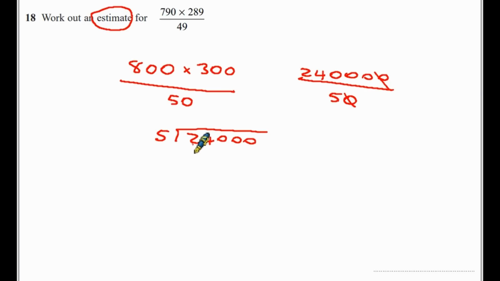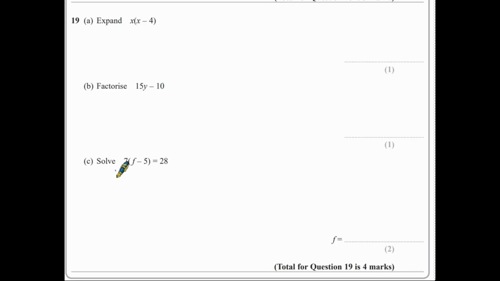Let's have a look at that. 5s into 24 are 4, 5 4s are 20, subtract that away, we get 4, bring down the 0, 5s into 40 are 8, 5s into 0, 5s into 0, so our answer is 4,800. Question 19 is giving us 3 parts.